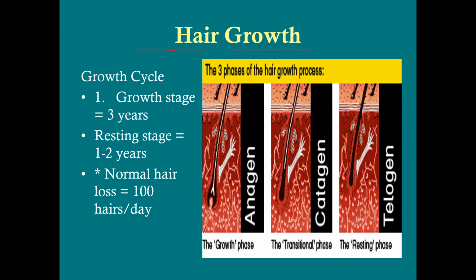Then we have what is called the resting stage. So the hair grows for 3 years. Then for 1 to 2 years in the catagen phase, it doesn't really grow anymore. It just sits there. Then it eventually falls out. Sorry, it transitions, I should say, into the resting phase. And at the end of the resting phase, the hair falls out.